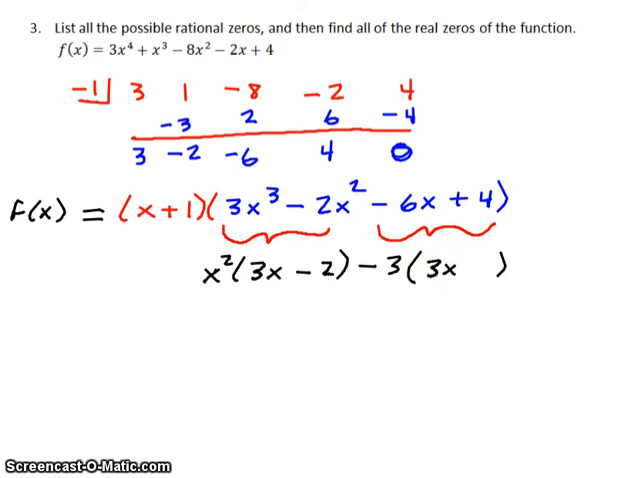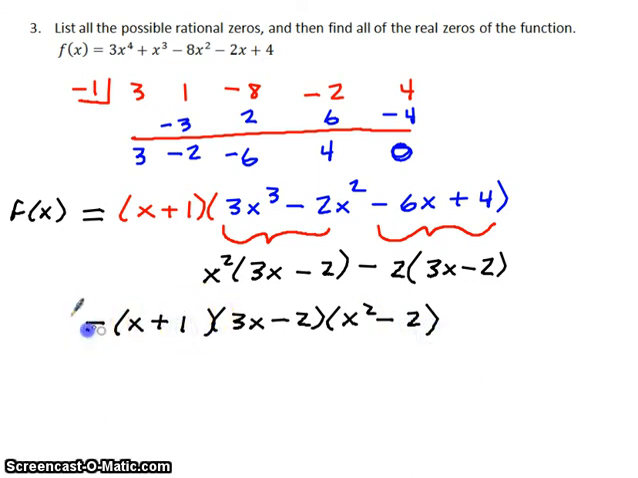Oops, what am I saying, guys? I could pull out a 2. Alright, so I do have the same factors. Factoring by grouping is going to give me 3x minus 2 times x squared minus 2. And so from here I need to set my factors equal to 0 and solve for x, right?